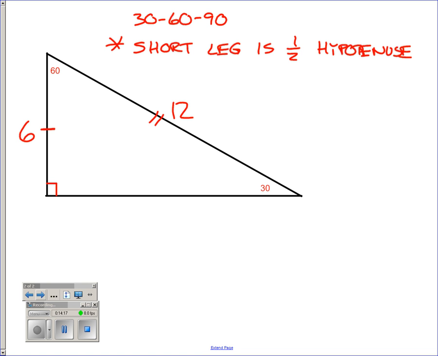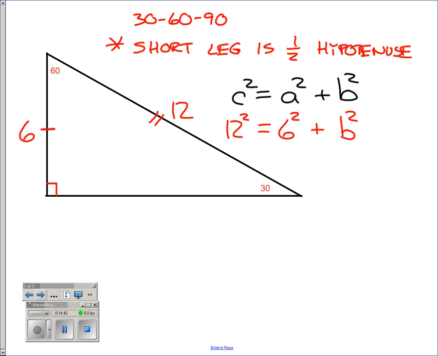Well, the 12 is the hypotenuse of a right triangle. Our Pythagorean theorem still holds true. C squared, whatever the hypotenuse length, is equal to the sum of the squares of the legs. So I'm going to plug these numbers in. 12 squared is equal to, I'll let this 6 be the a squared, plus b squared. So this side down here that we don't know, I'm calling that b. And we've got to go through and solve for b.